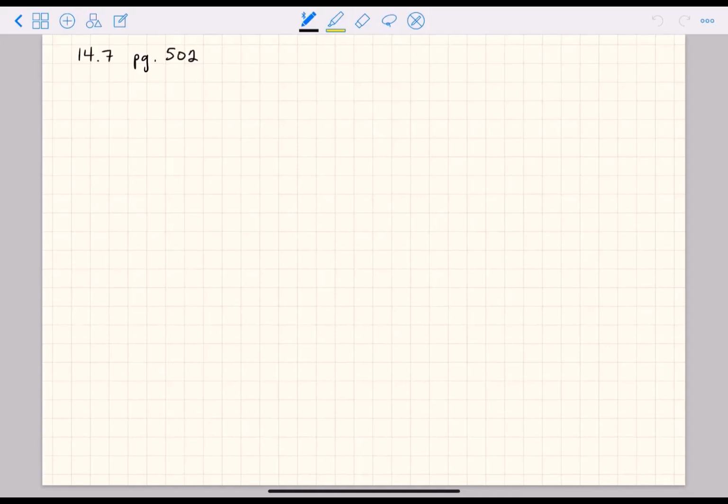So we're going to start with question 14.7 on page 502. This question states that block A in P14-7 has a mass of 15 kilograms and is pushed 3.4 meters up the slope by a force P equals 130 newtons. Determine the work done on the block by A, force P, and B, the friction force.